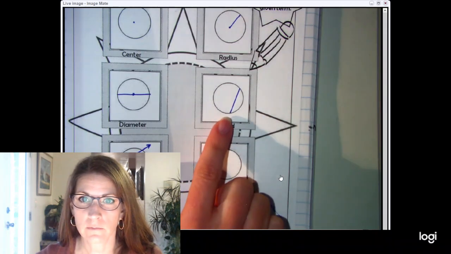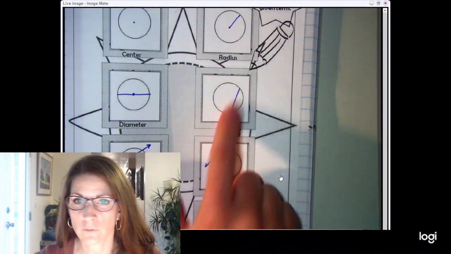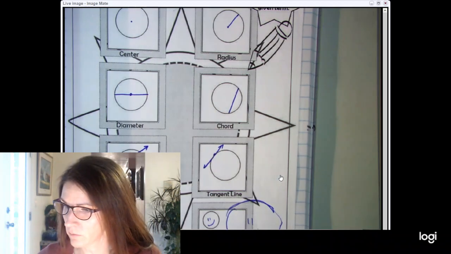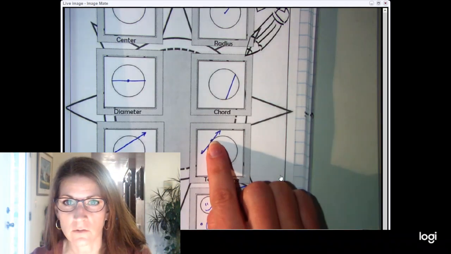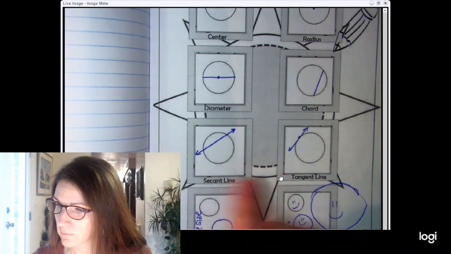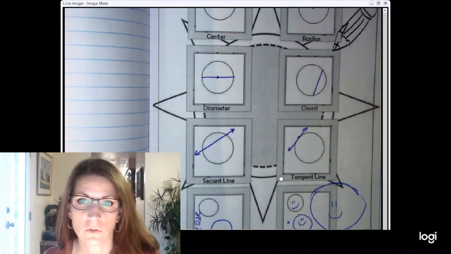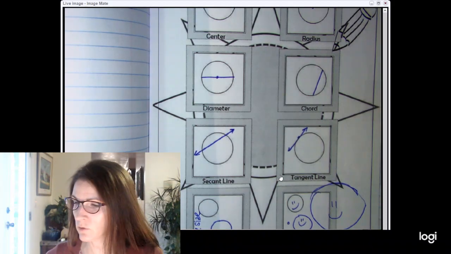So here we have a chord. Remember, it goes from edge to edge of a circle. A tangent intersects the circle at one point, and a secant transverses through the circle, right? Hitting it in 2 points.